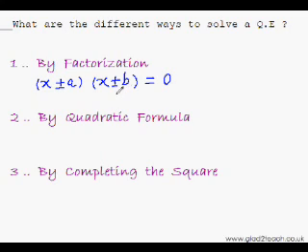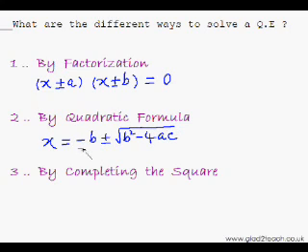The second way is by quadratic formula, which is x equal to minus b plus minus under root b square minus 4ac divided by 2a.